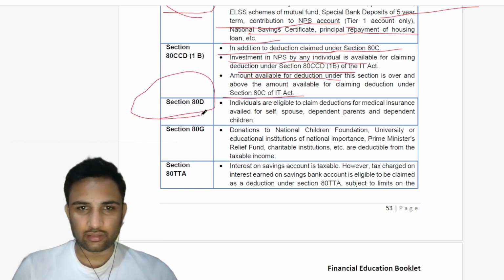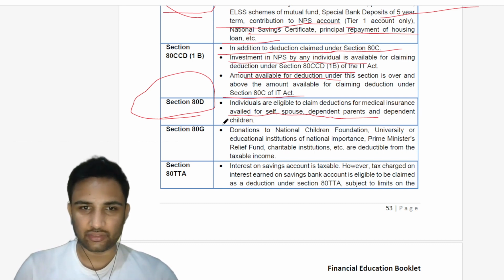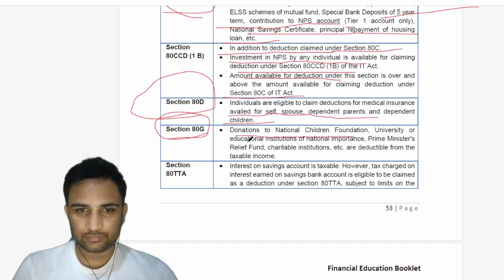Section 80D. Individuals are eligible to claim deductions for medical insurance availed for self, spouse, dependents, and dependent parents and dependent children. Section 80G. Donations to the National Children Foundation, universities or educational institutions of national importance, Prime Minister's Relief Fund, charitable institutions, etc., are deductible from the taxable income.